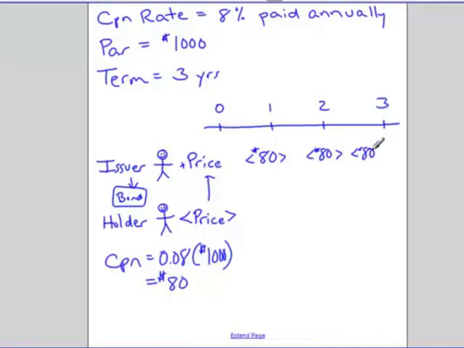And then when the bond matures, the par value is paid off. That principal amount there, the par value or face value, is also paid off. So the issuer is paying out $80 in year 1, $80 at year 2, and a total of $1,080 at year 3, 3 years from now. And those are received by the bondholder.